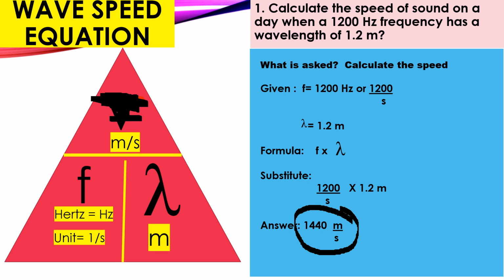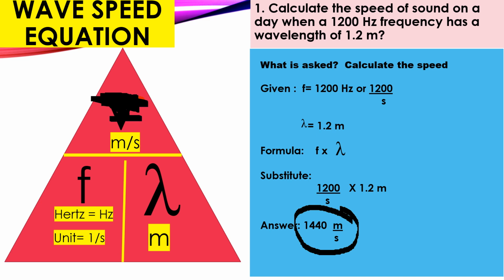Again, ma'am, you might get confused again. Ma'am, you said the frequency is 1,200 hertz. Why did it become 1,200 per second? Remember that frequency is 1 vibration per second. So we made it a fraction so you can see the unit. Okay, after we solve it.